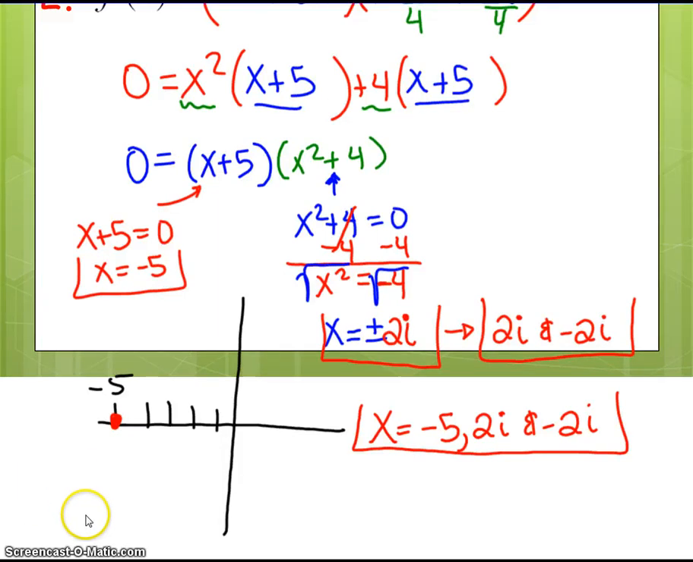Okay, so it's a cubic. You could either draw the hump at the bottom and go there. Sorry, a little off, like that. Or you can draw the hump at the top. But no matter what, it can only cross at negative 5.